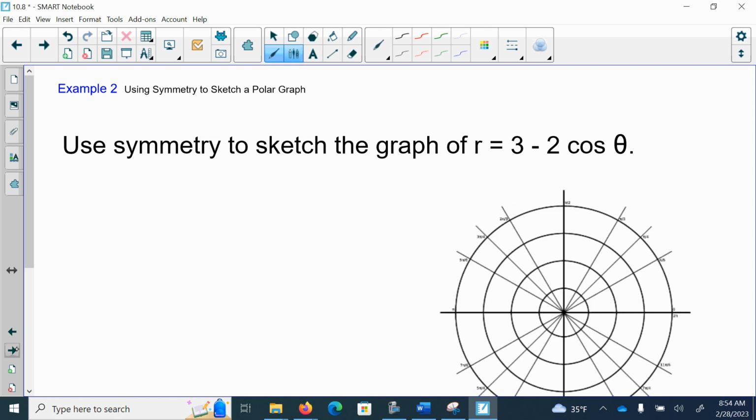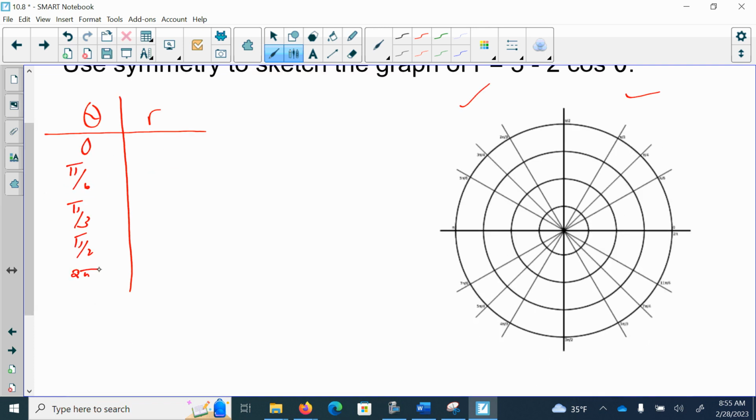So here I have a graph of r is equal to 3 minus 2 cosine theta. It's telling me to use symmetry to graph this. When I go to make my points, I'm going to do my table vertically this time. I'm going to do r and theta. So when I pick theta, I'm only going to pick theta from the first and the second quadrant. So I'm going to start with 0, and then let's stick with pi over 6, pi over 3, pi over 2, and then keep on going. So 2 pi over 3, 5 pi over 6, and then finally pi. Those are the values that I'm going to pick.